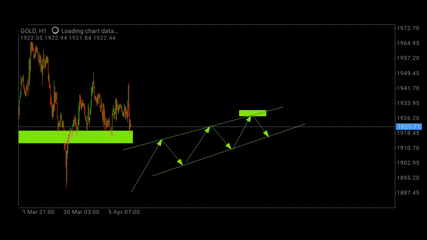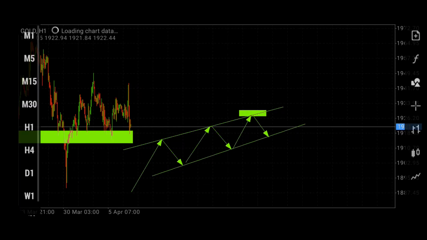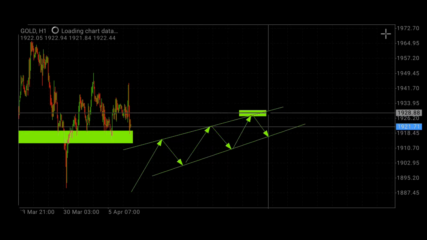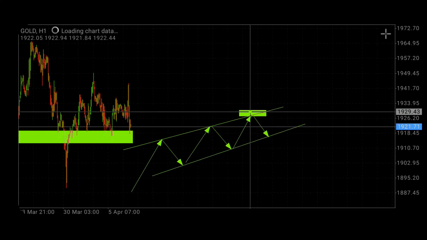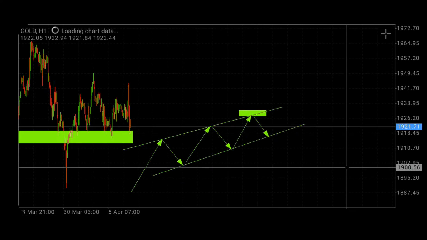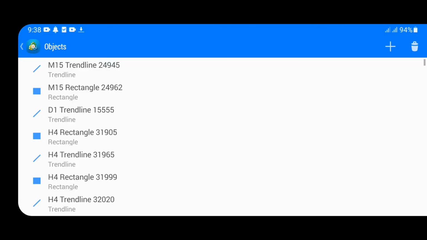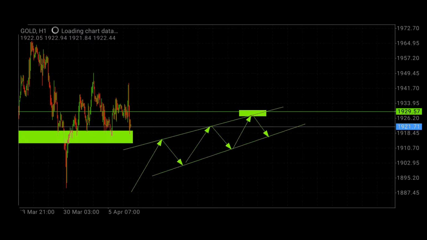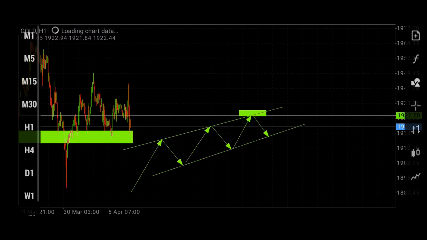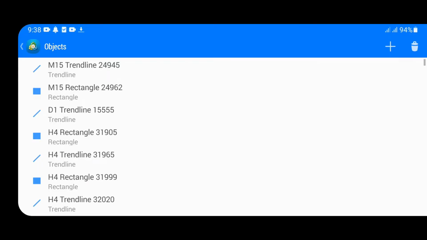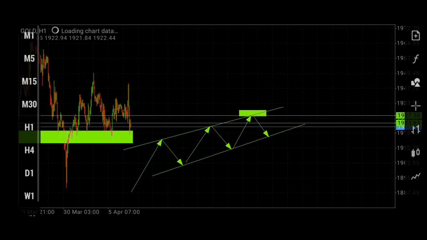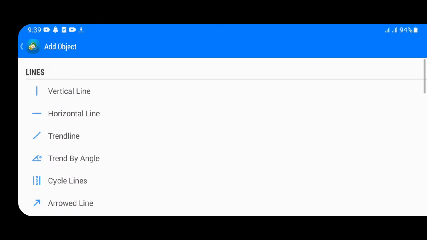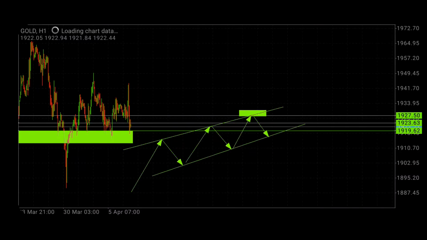Okay, in the case of it failing to break through this zone, we should be looking for sales. So in case that does happen, this is where I'm basically going to be placing my first trade, just there. As it drops, scaling in basically means that I'm going to be opening a few more orders, placing a few more trades.